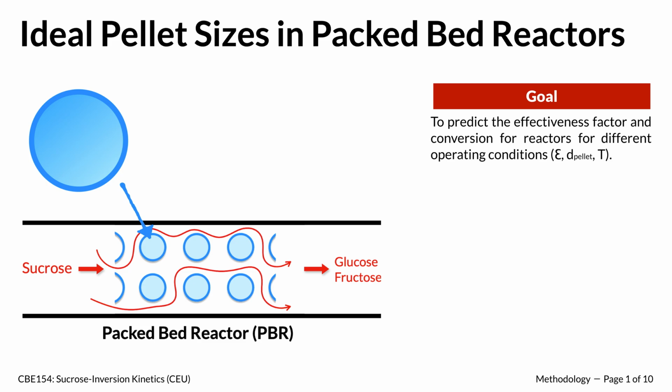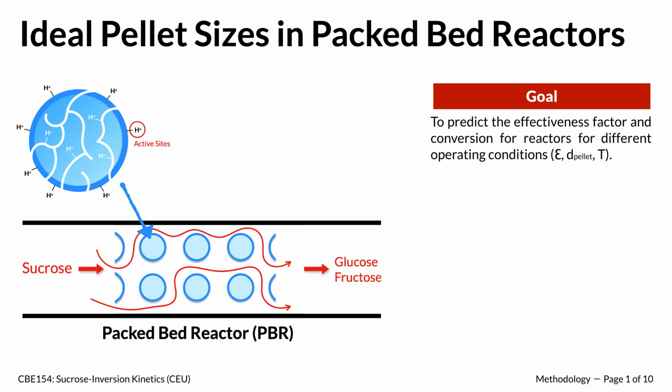Our methodology is the following. We used Amberlyst 120 as our solid catalyst, which is made of several cross-linked polymers with protons on them. These protons serve as the active sites to catalyze the hydrolysis of sucrose and can be found on the surface as well as inside the pellets. We considered two different pellet diameters, 0.31 millimeters and 0.88 millimeters, which is shown in the appendix.